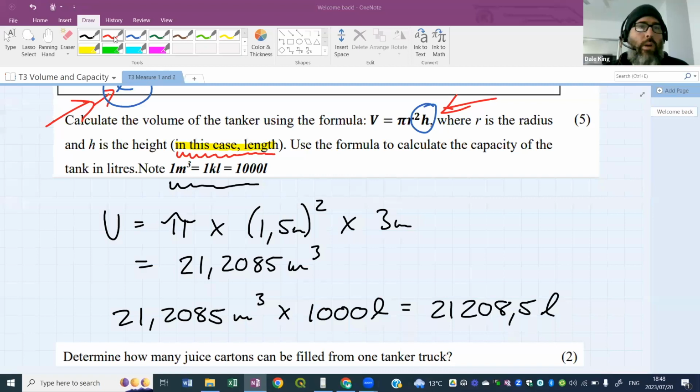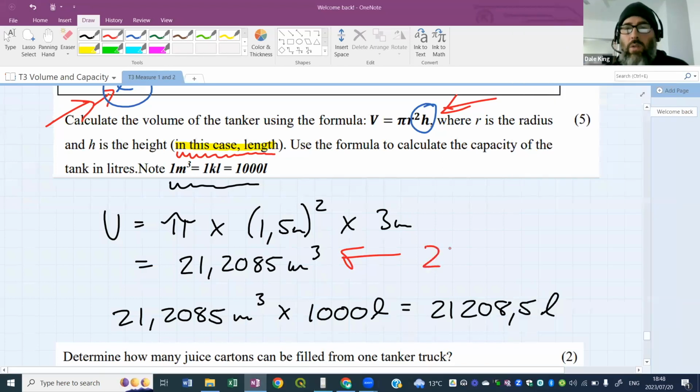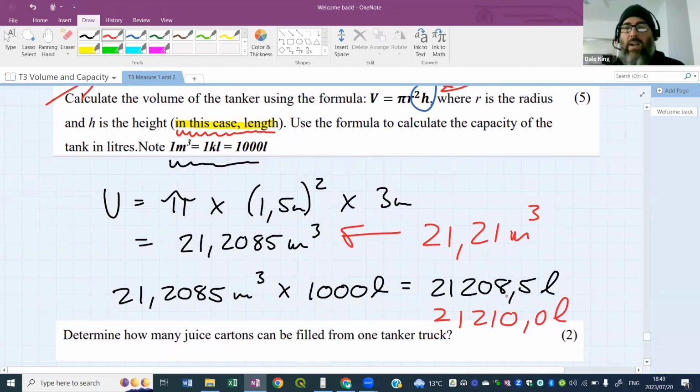A point I want to make, and often this happens, is if you got this answer on the calculator, how many of you tried to round that off to 21.21? How many of you did this, 21.21 meters cubed? If you did that, your answer at the end would be 21,210.0 liters, which is different to 21,208.5 liters, and not a little bit different. It's actually quite a lot.